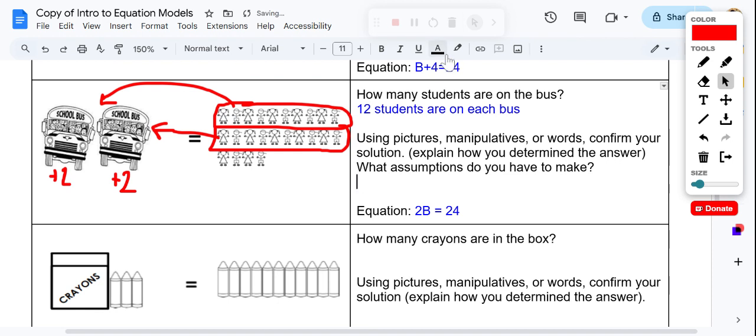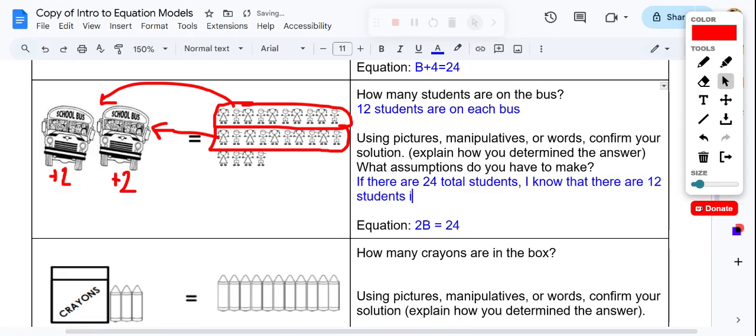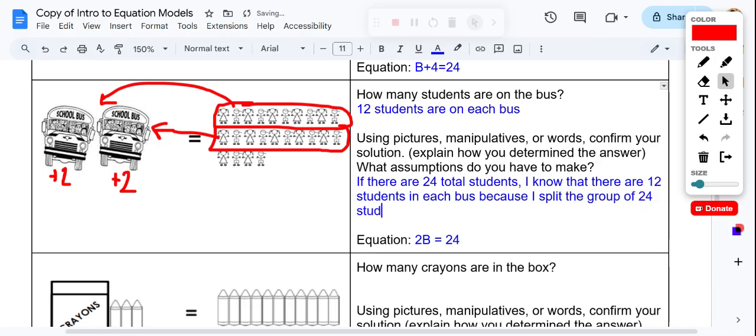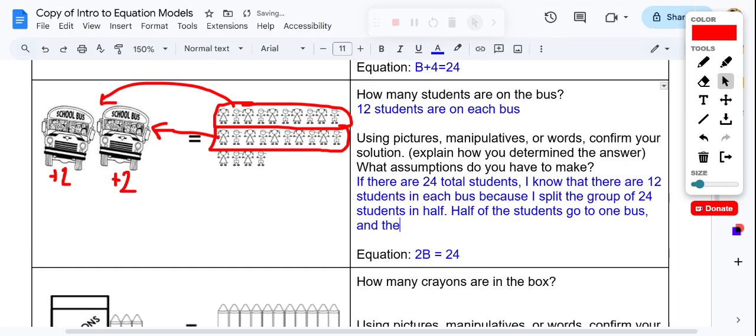But I'm going to write that if there are 24 total students, I know that there are 12 students in each bus because I split the group of 24 students in half. Half of the students go to one bus, and the other half go on the other.